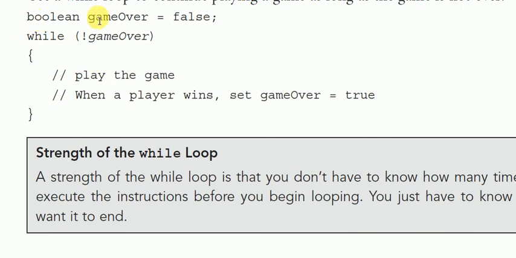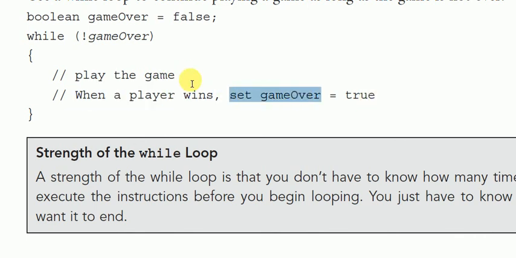For example, we can use the while loop with a boolean variable, where boolean is a type of variable which can only have two possible options, true or false. So see, this is a boolean variable, game over, and its value is false. And while the game is not over, you can play the game and enjoy the game, and when the player wins, you can set game over as true.